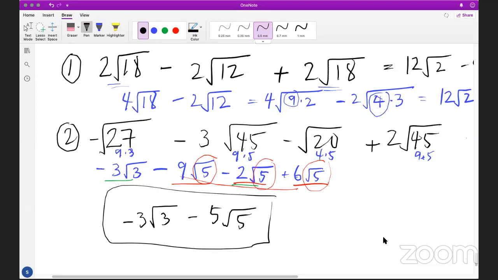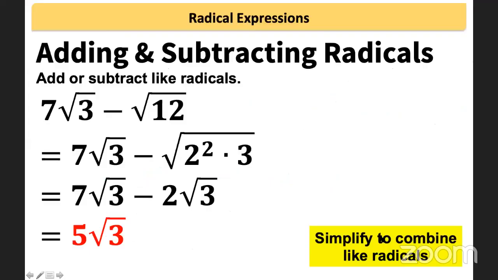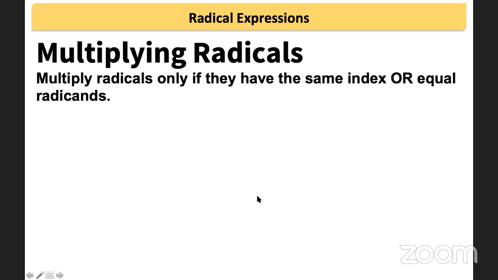Now let's go to multiplying radicals. So you will only multiply radicals kapag pareho sila ng index. Ano nga ulit yung index? Yung nasa labas ng radical sign mo. Yung nasa taas doon. Yung parang, kumbaga, exponent ng radical sign mo. Or kapag equal yung radicands nila sa loob.